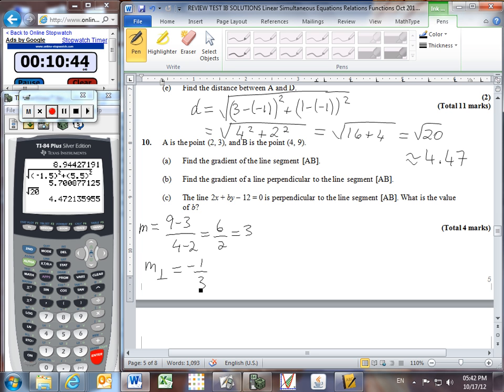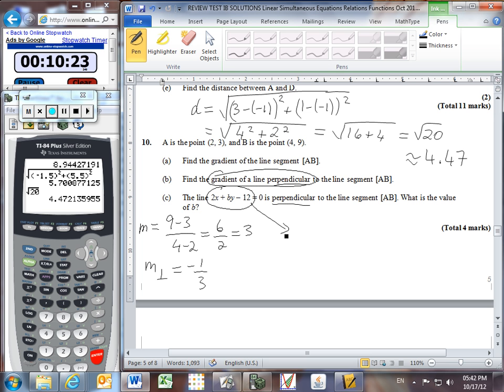And part C, they give us the equation of a line and say that it's perpendicular to the line segment. In other words, this line, its slope, will be the same as the slope that we just found because they're both perpendicular to segment AB. Well, we know then that the slope of this line must be -1/3.